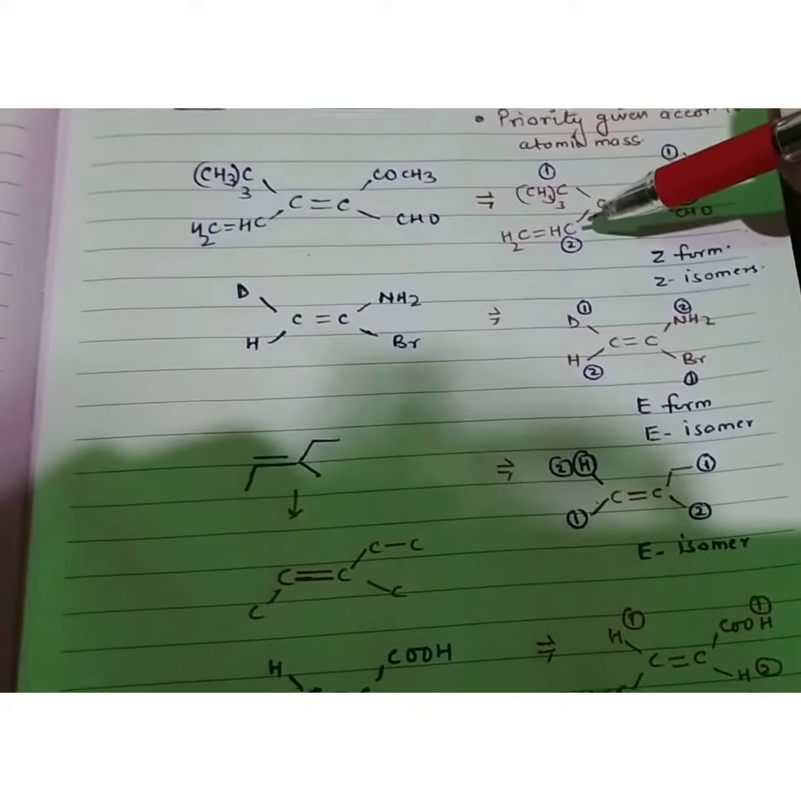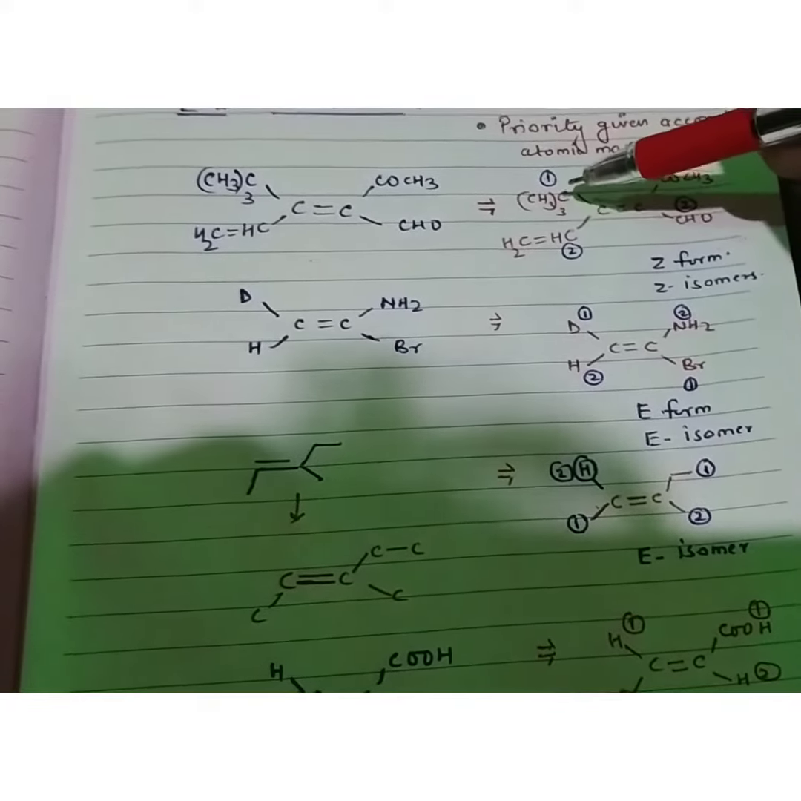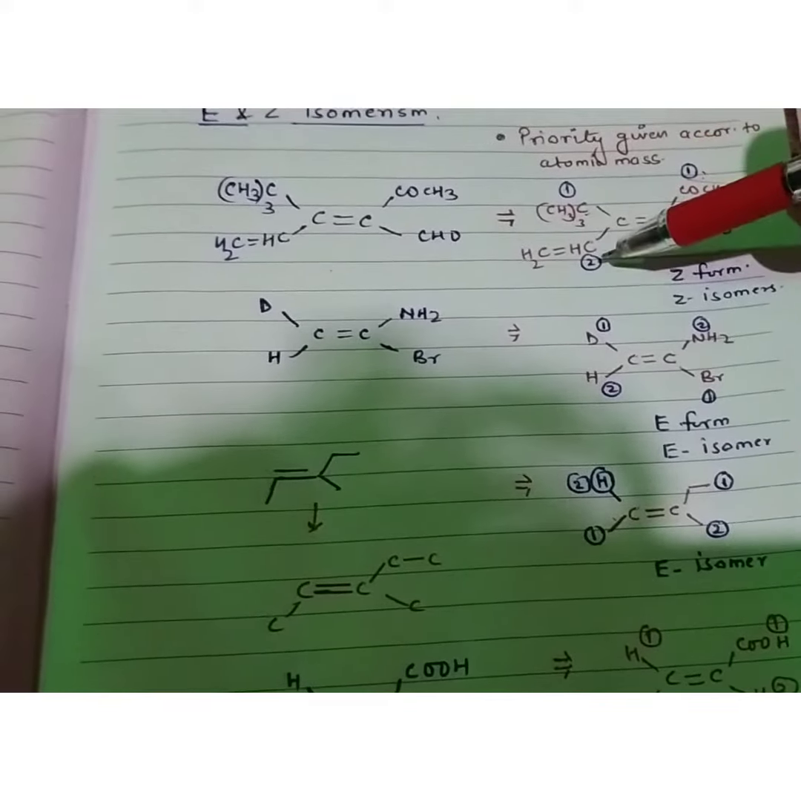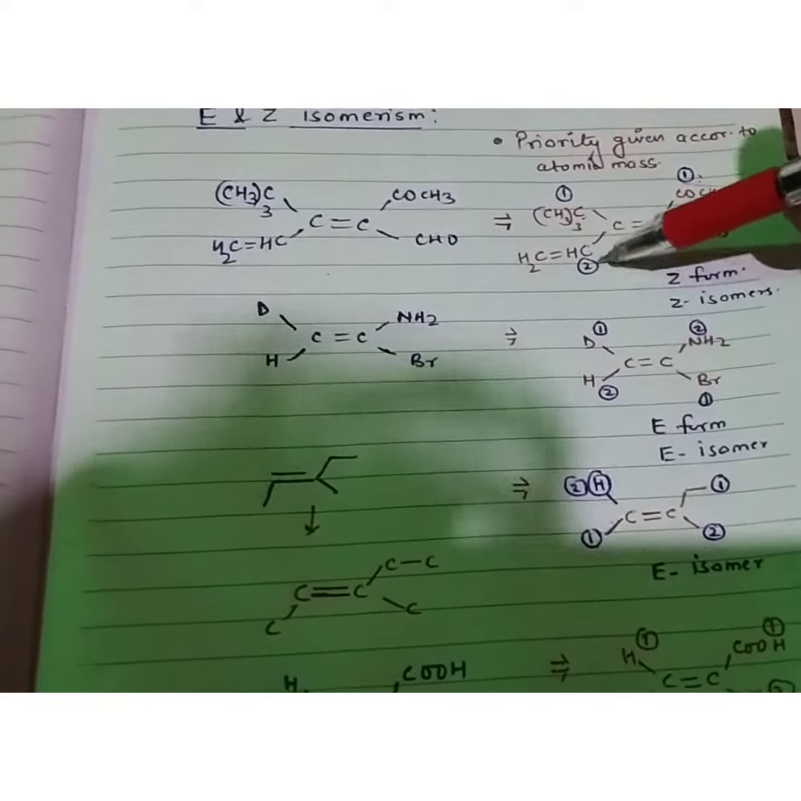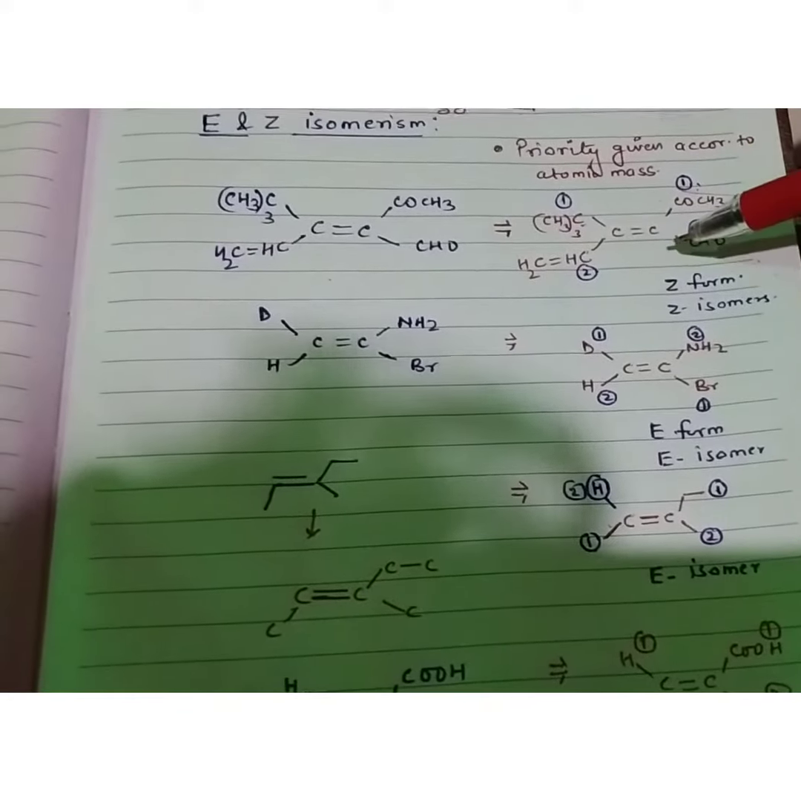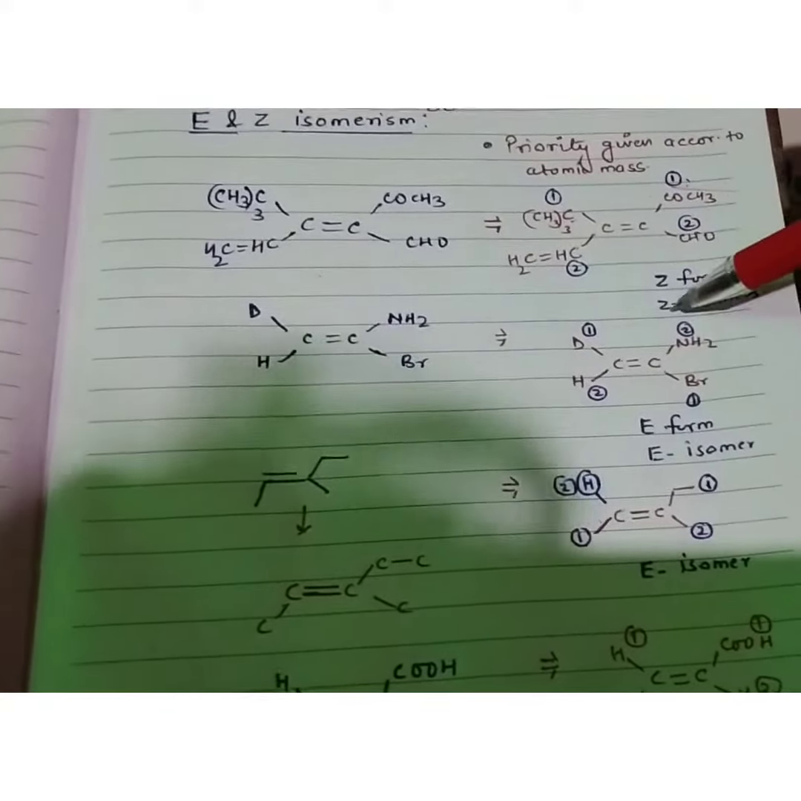On the other side, the priority is given to the butyl because there are 4 carbons, and the ethylene is given priority 2. So if you see 2 and 2 on the same side, then it is called Z form, or you can say Z isomerism. Here Z is Zusammen.